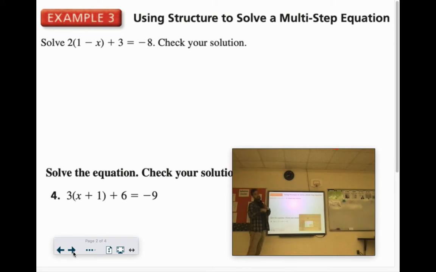All right, now we're going to have one where we have to distribute. So that should always be your first step. So we need to multiply this 2 times both of those. 2 times 1 is 2. 2 times negative x is negative 2x.